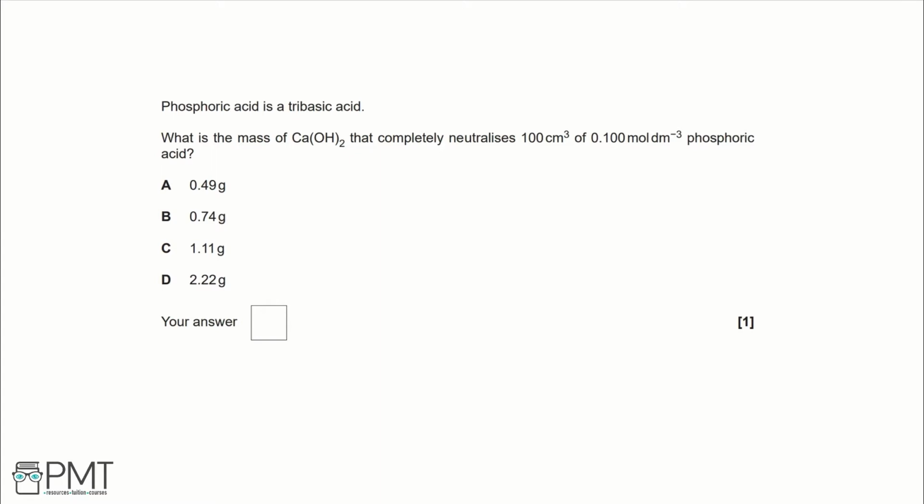Firstly, in this question, the key piece of information to take note of is that phosphoric acid is tribasic, which means it needs 3 base groups to neutralize it. And we've got calcium hydroxide with this OH2, so it's got 2 base groups attached to it. And we have 100 centimeters cubed of 0.1 moles per decimeter cubed of phosphoric acid.